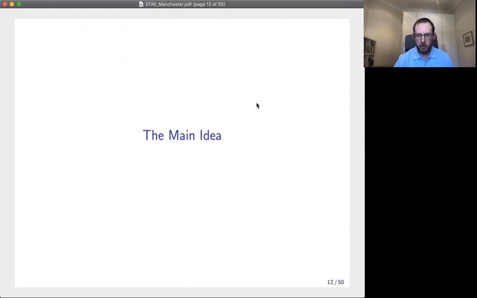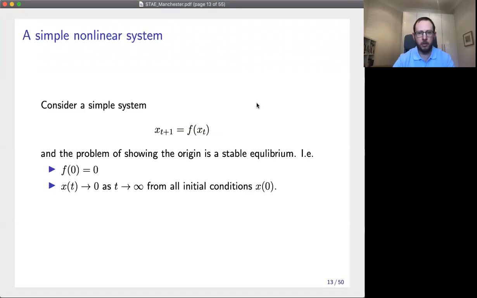For the next few minutes, I'm going to try to introduce the main overarching idea in fairly general terms. And then following that, we'll see some explicit realizations of that for the three model classes I mentioned before: linear, neural network, and polynomial models. So to introduce the main idea, let's consider for the moment a fairly simple problem of establishing that a system x(t+1) = f(x(t)) has the origin as a globally stable equilibrium.